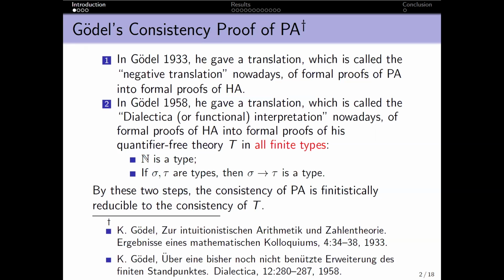1958 paper, he gave a translation, the so-called Dialectica interpretation, of formal proofs of HA into formal proofs of his quantifier-free theory T in all finite types. Here, all finite types means simple types constructed from the type of natural numbers. By these two steps, the consistency of Peano arithmetic is finitistically reducible to the consistency of Gödel's T.